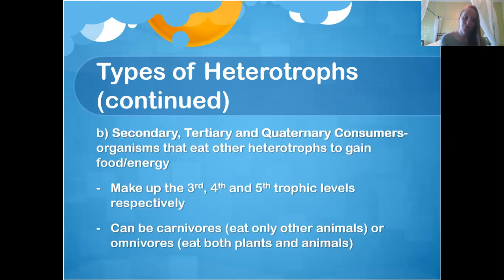The other thing to watch out for is the fact that the numbers of the trophic levels do not match with the name of the consumer. So the secondary consumer is the third trophic level, and the tertiary consumer is the fourth trophic level. So the number of the trophic level is one above the number of the consumer, and the reason for that is because the first trophic level is taken up by something that's not a consumer. It's taken up by the autotrophs.